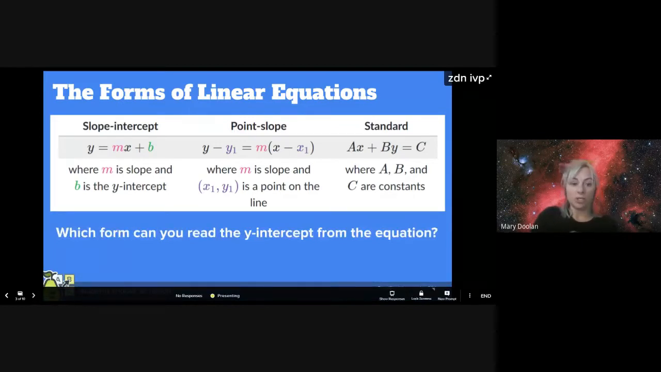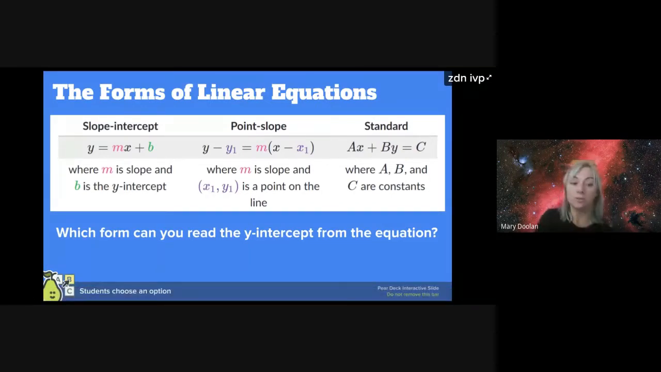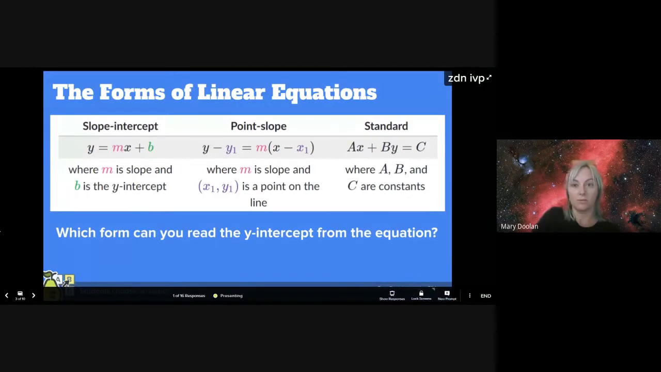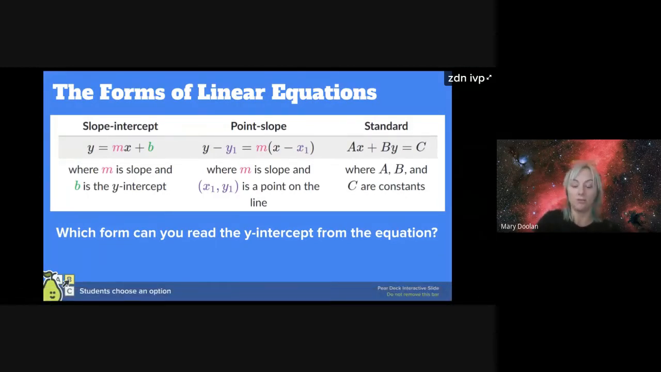Okay, a quick check for understanding on what we just talked about. This is a multiple choice question for you. Which form can you read the y-intercept from in the equation? I'm going to give you a minute to answer. You should be able to just look and figure out which form you can read the y-intercept from.